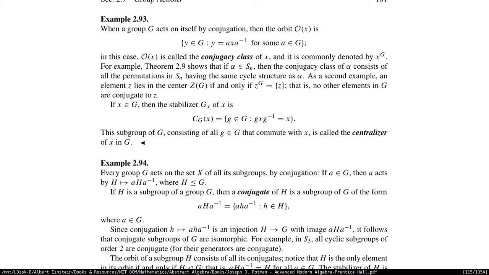Damn, this is an interesting problem. This is just like one star. He has like two and three stars. I don't know how hard they're going to be.